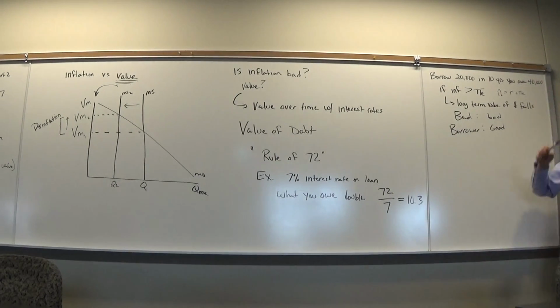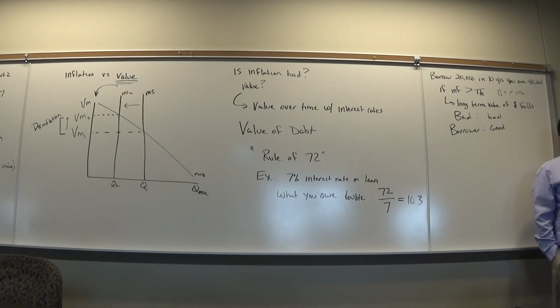$40,000 is a fixed number. It's a set amount. You are going to pay back 40 grand. But it's a lot easier to do if your wage is moving up more rapidly. The value of that $40,000 is a little bit lessened. It's easier for you to pay it off.